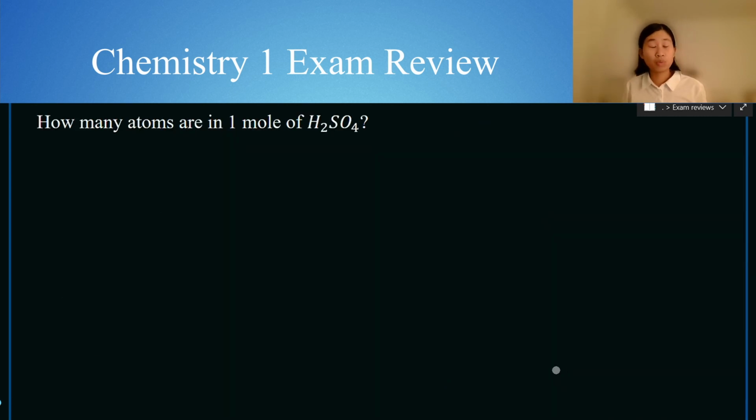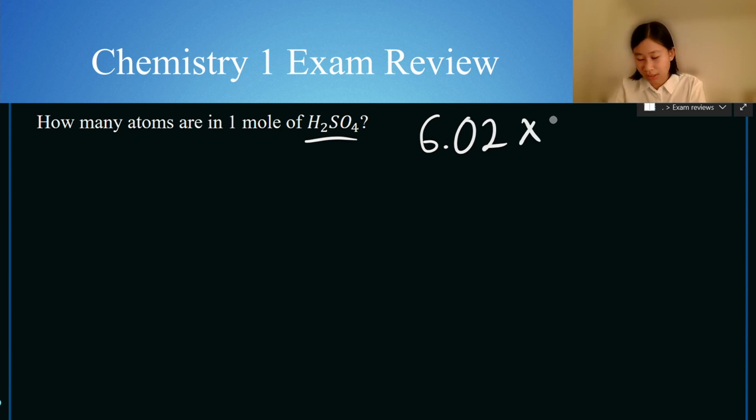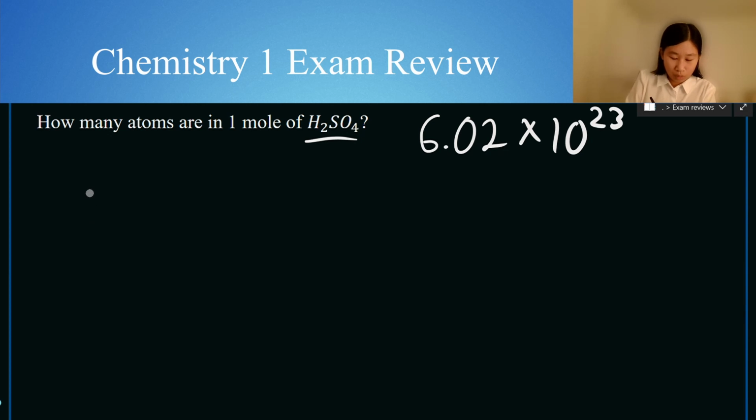How many atoms are in 1 mole of sulfuric acid? Okay, so dealing with atoms or molecules, we know that we need to use Avogadro's number. Avogadro's number for this video is going to be 6.02 times 10 to the 23 particles in 1 mole. Now we need to find the number of atoms in 1 mole of this. So in 1 mole, let's just write out what we have.